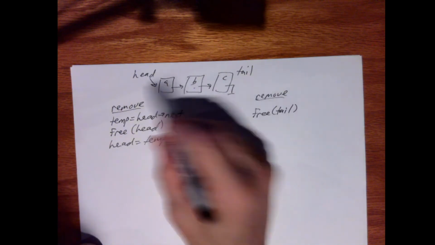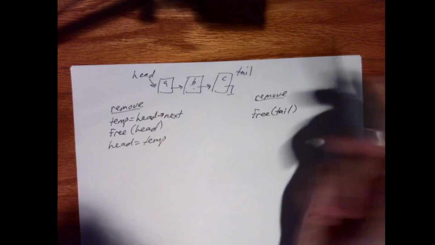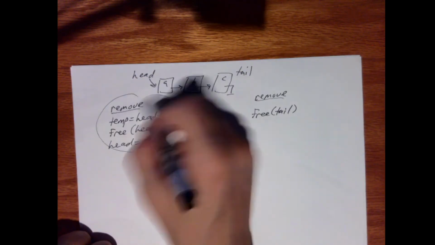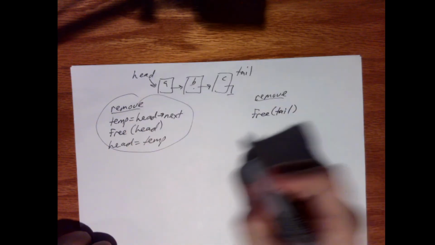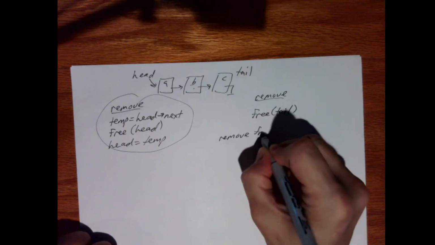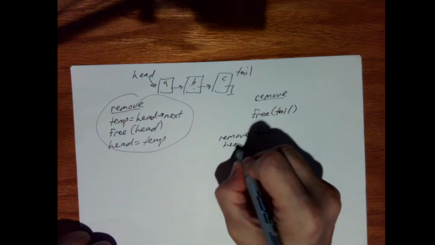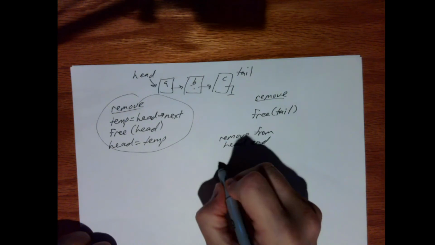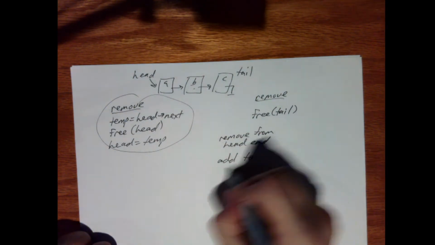Well, that's sort of a big hassle, and plus if this is a long linked list, there's a computational effort to searching it. So really I'd rather do this. I'm going to remove from the head end, and add to the tail end.